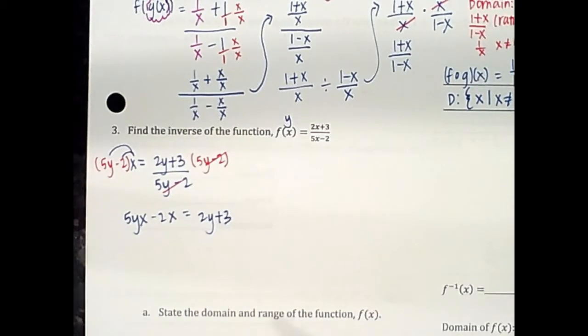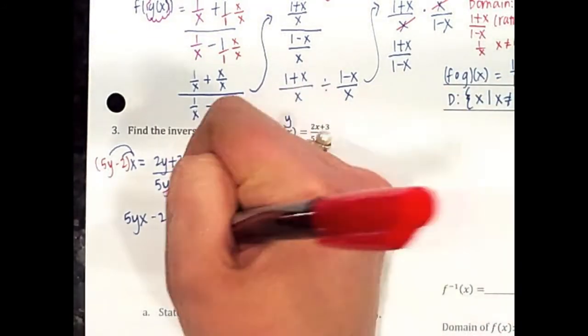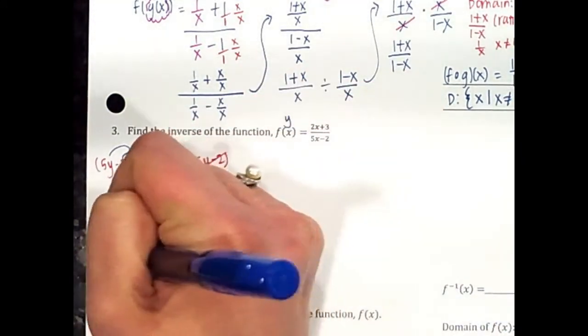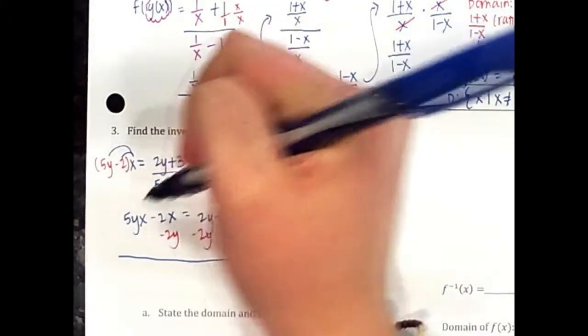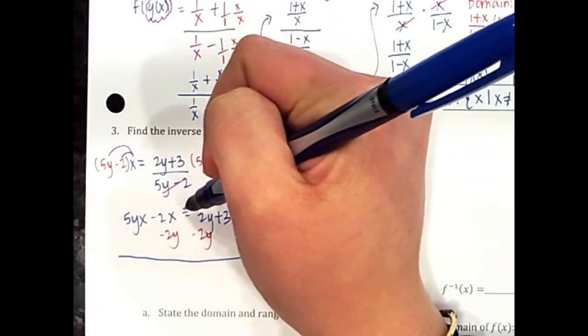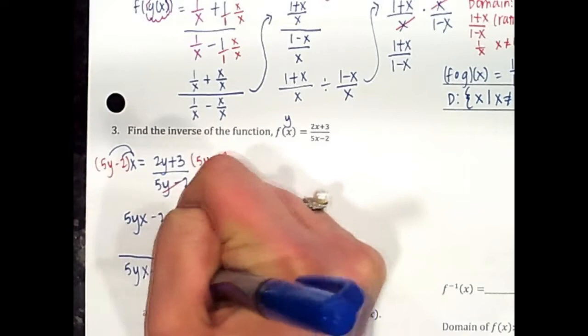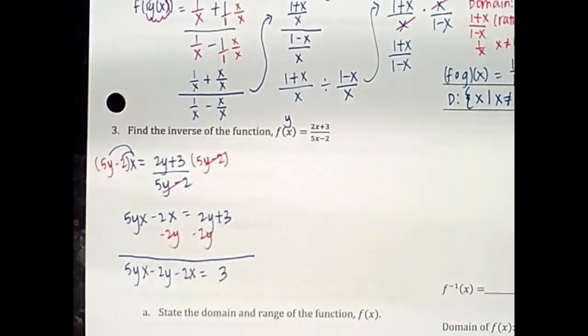Again, we're trying to get y by itself here. So I want to get all of my terms that have a y on one side of the equation. I'm going to subtract 2y from both sides. And that 2y can't combine with anything. It can't combine with this one because it has an x, and it cannot combine with this one because it only has an x. So we have 5yx minus 2y minus 2x equals 3.